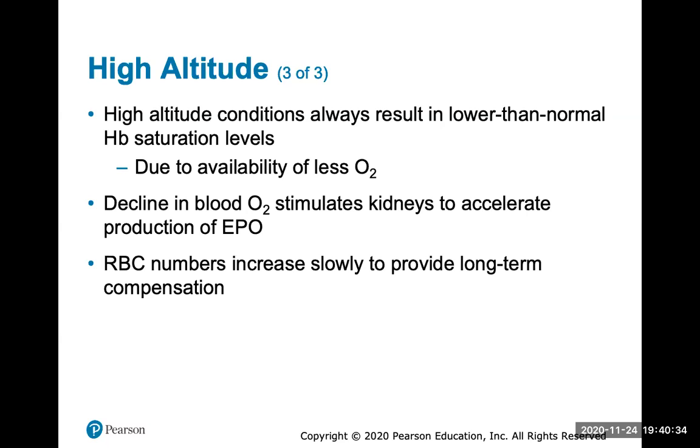So a decline in oxygen will stimulate your kidneys to accelerate the production of erythropoietin. And remember, erythropoietin is the hormone that produces red blood cells. So red blood cell numbers will increase slowly to provide long-term compensation. This is why athletes a lot of times exercise and train at high altitudes, because they are forcing their body to create more red blood cells and more hemoglobin to carry oxygen.